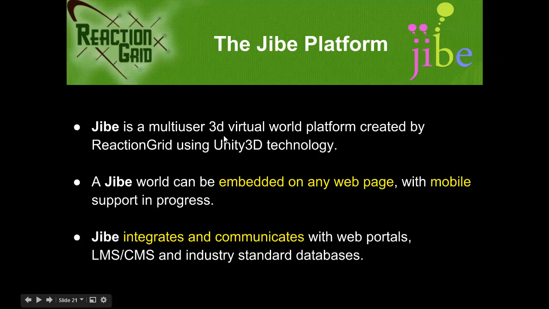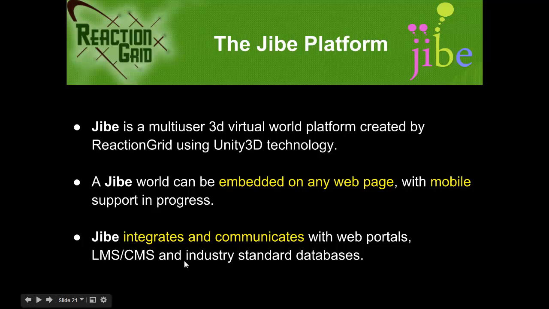It's a multi-user 3D virtual world platform that we've created using Unity 3 technology and a bunch of other technologies, a lot of things that we've written from scratch, as well as other best-of-breed technologies like Unity 3D. And Unity 3D is a very popular technology used for 3D game development specifically. One of the particularly powerful aspects of a Jibe world is that it can be embedded on any web page. And we have mobile support in progress. We already have it working on Android devices, and iOS is coming.